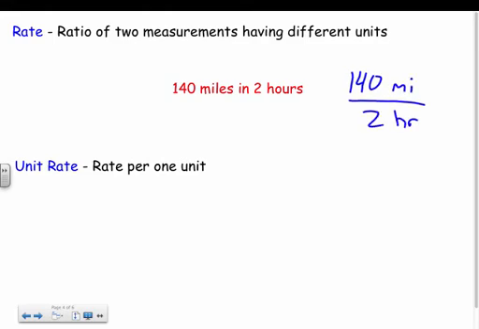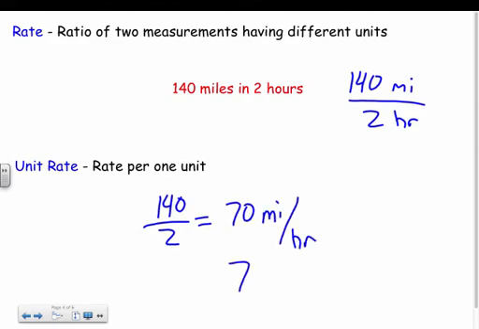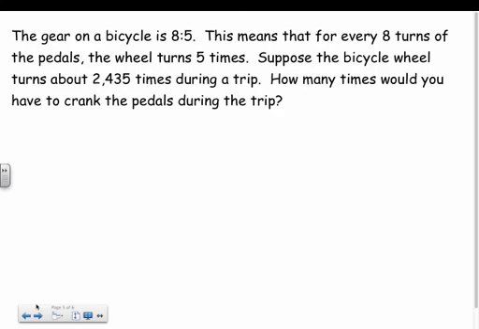Well, if I divided these two, I could find out how many miles I drive in 1 hour, or miles per hour, right? So that unit rate is finding it per 1 unit. So I can take that 140 divided by 2 and find out that I drive 70 miles per hour, or the common label for that is MPH, right? Miles per hour. So unit rate is per 1. You just divide the 2 numbers to find the unit rate. So that might be in one of your story problems.